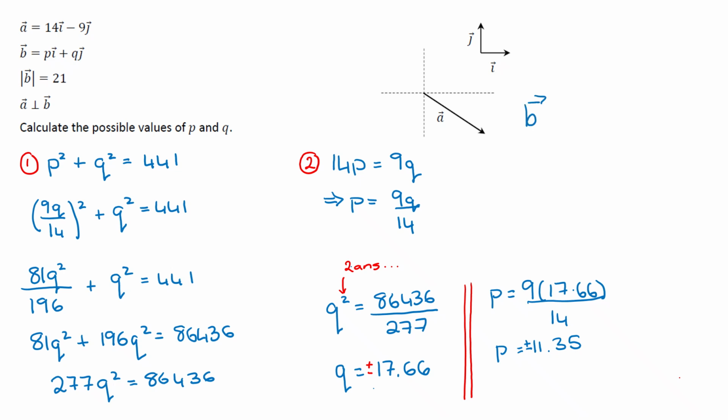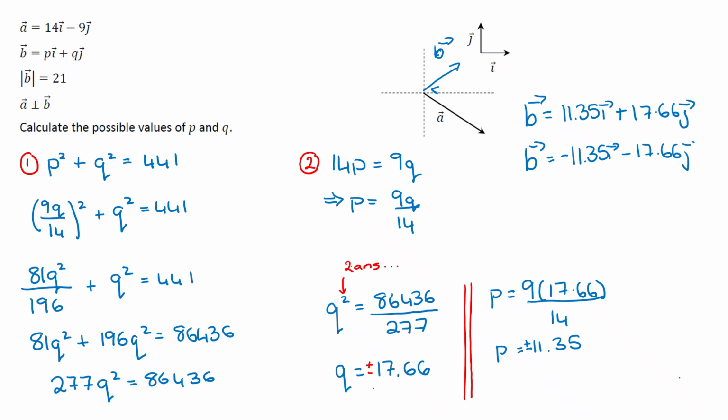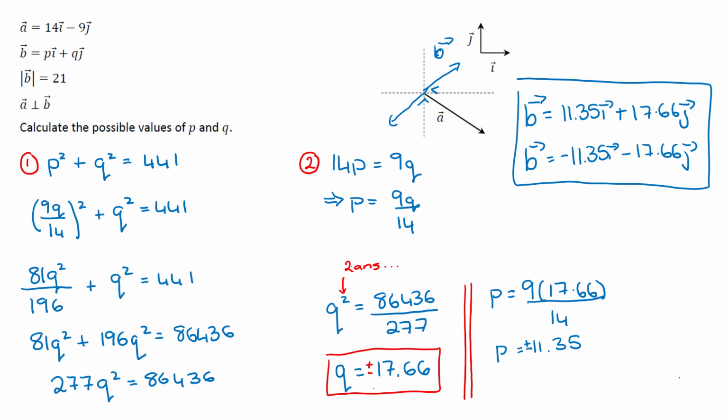So the two options for B, I know they didn't ask this, but it'll be 11.35i plus 17.66j. That would be in the first quadrant here. So it would look like that. There's our right angle and there's our B. Or it could be in the third quadrant, which is minus 11.35i minus 17.66j, which is down here in that quadrant. So there are two answers for B, but the question only asked us for two answers for P and for Q.